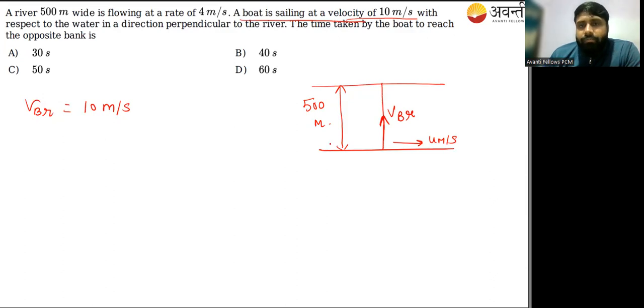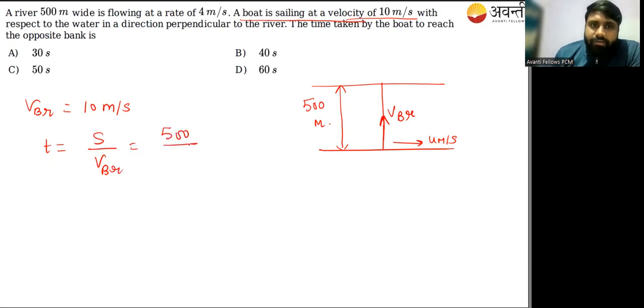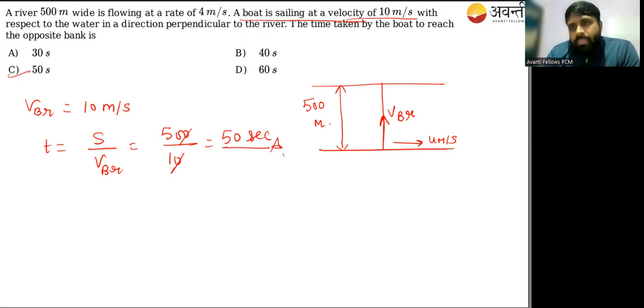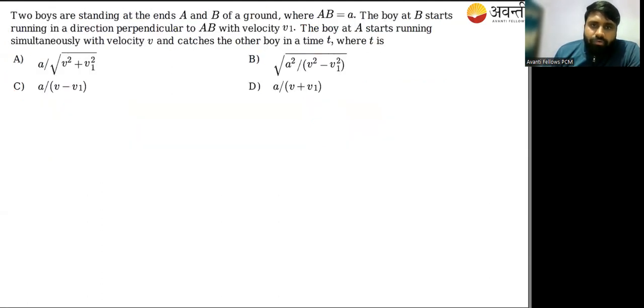So how much time will it take? It has to cover a perpendicular distance of 500 meter. So time will be given by S by VBR. S is 500, VBR is 10. So 50 second it will take. Okay. This is the correct option. Now move on to the next one.